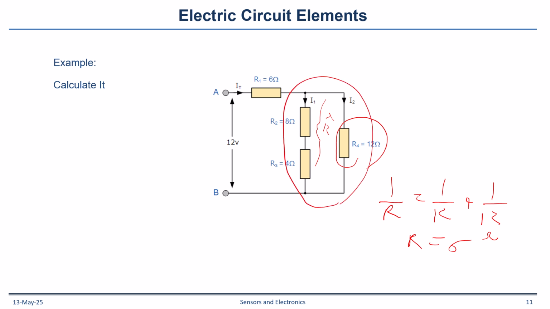So here we will have the 6 ohm that is in series with another 6 ohm. It will be 12 ohm. So the circuit will be something like this: 12 ohm, 12 volts, and the current I will be V divided by R, which is 12 divided by 12, so 1 amp.